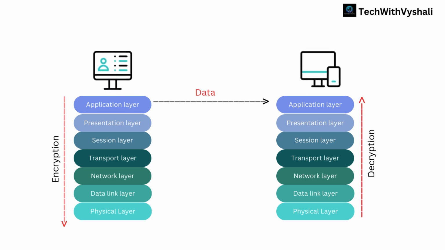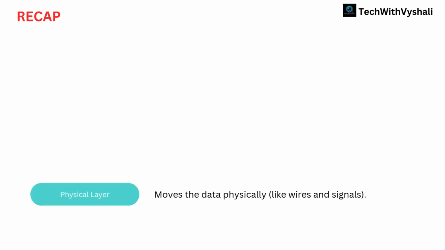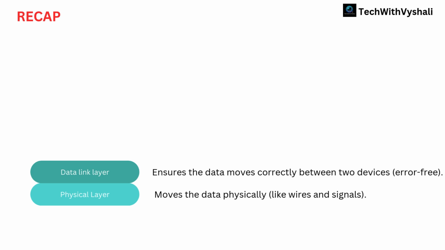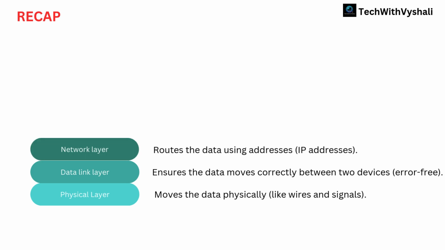Now let's recap these layers in simple terms. Physical layer moves the data physically, like wires and signals. Data link layer ensures the data moves correctly between 2 devices, error-free. Network layer routes the data using addresses, IP addresses.